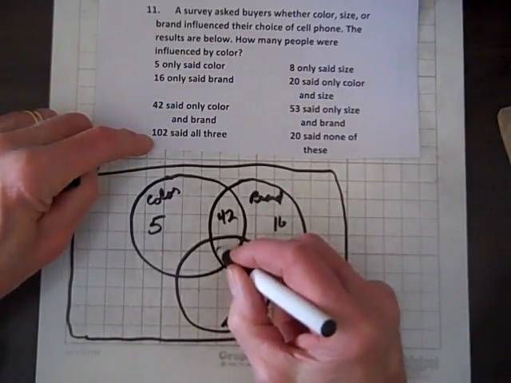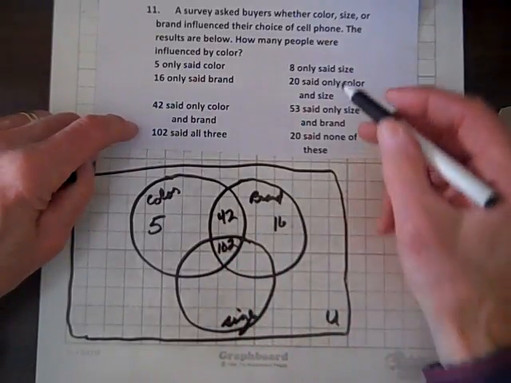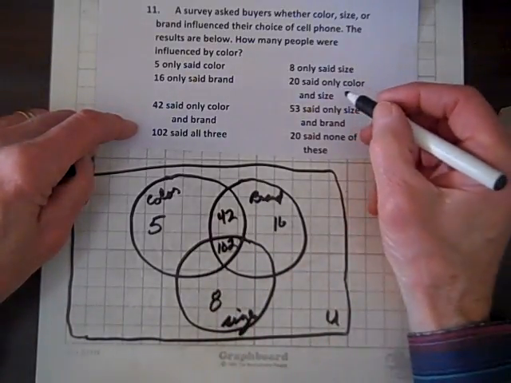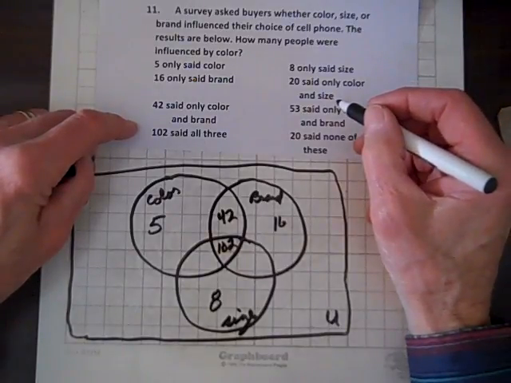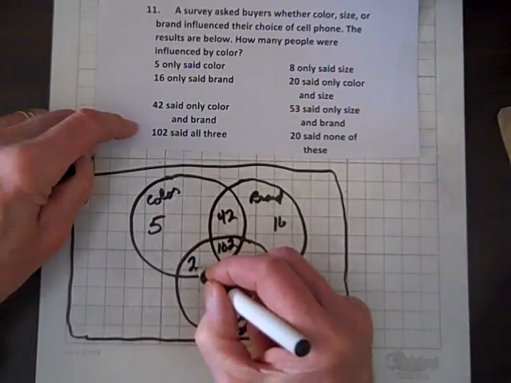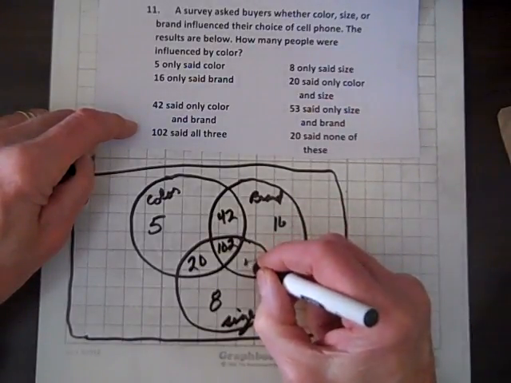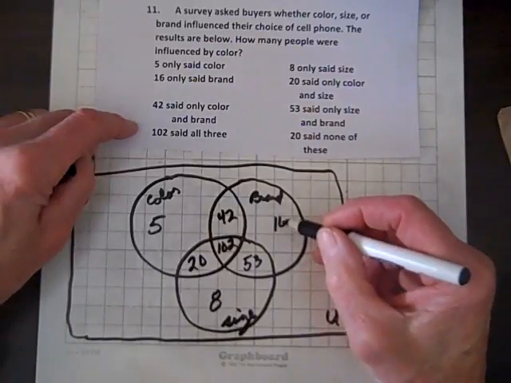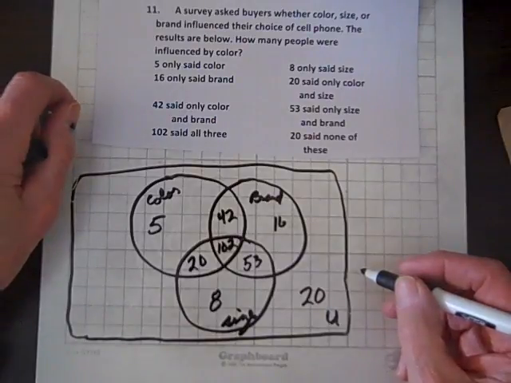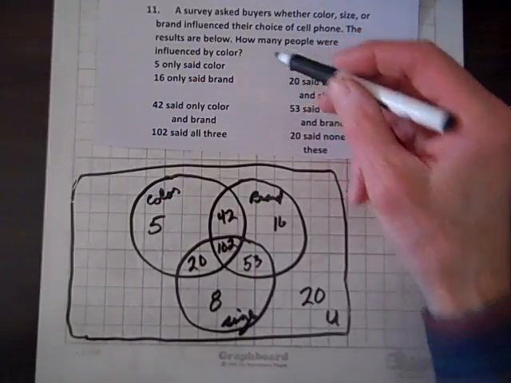102 said all three. Well, they all three intersect right here. 102. 8 said size, only size, so 8. 20 said only color and size. Color and size, okay, 20. 53 said only size and brand, so there's 53. And 20 said none of these. Well, they'll go outside in the universal set. And now the question is, how many people were influenced by color?